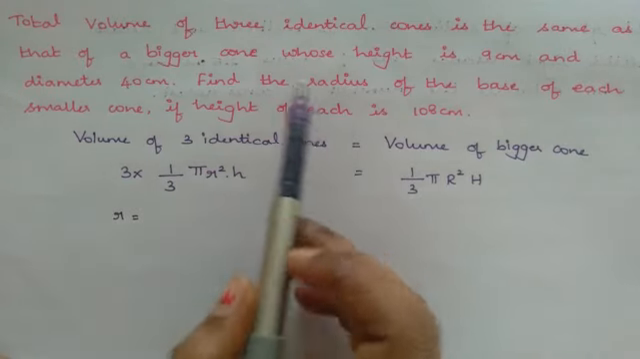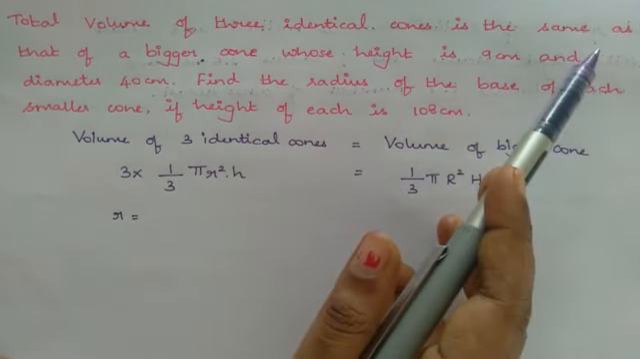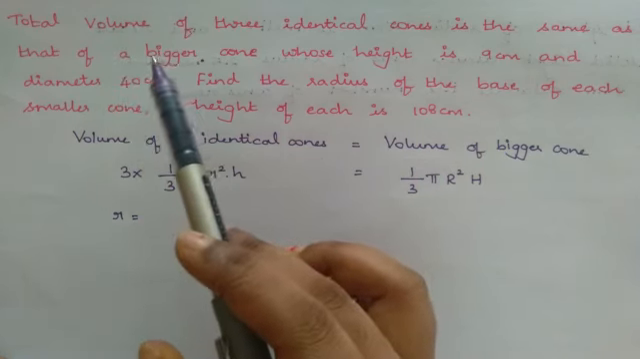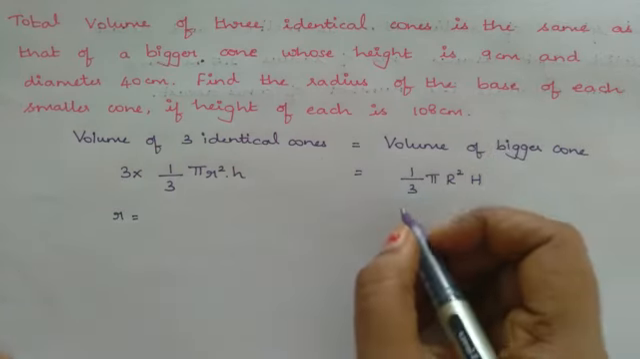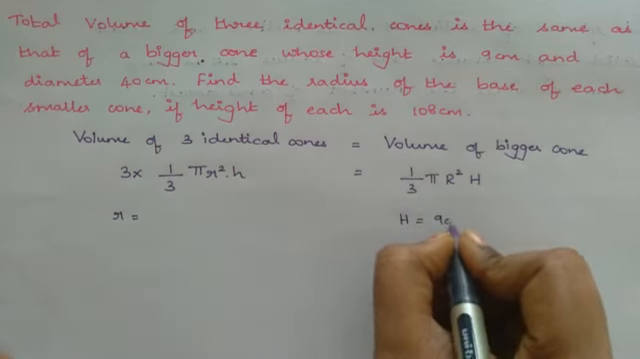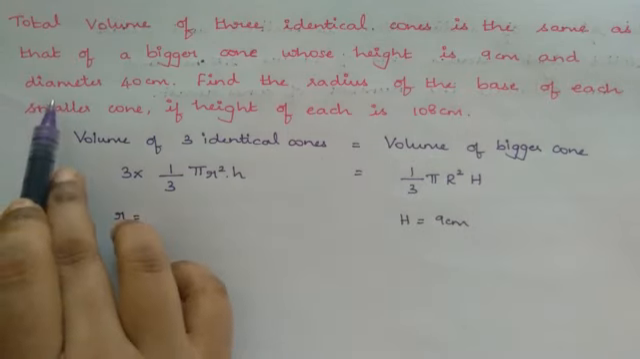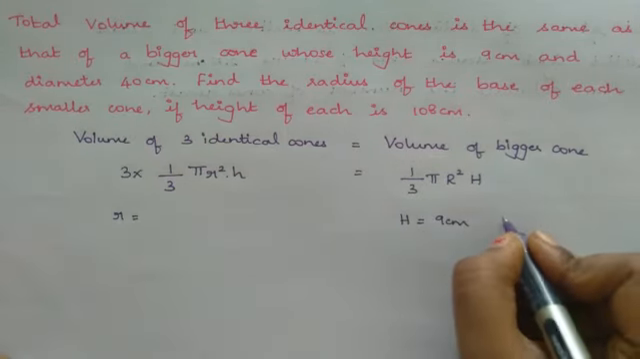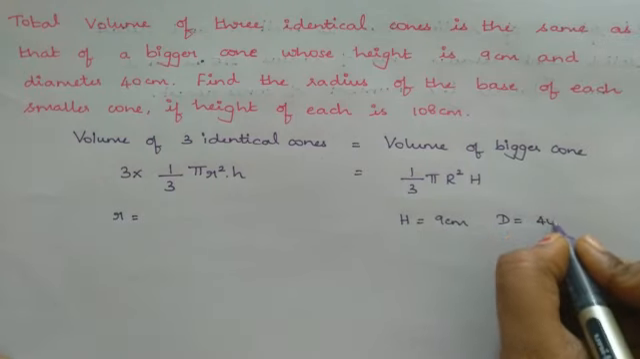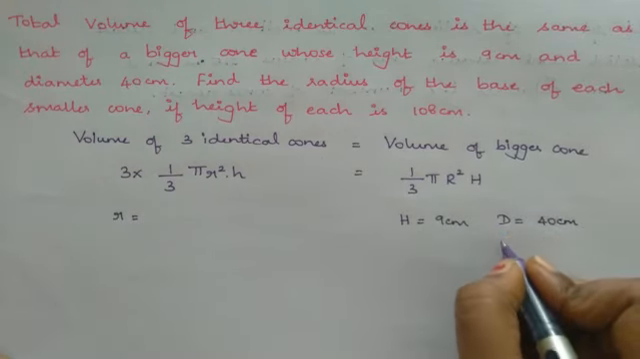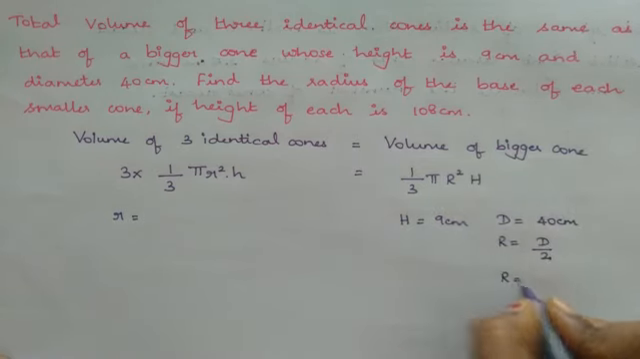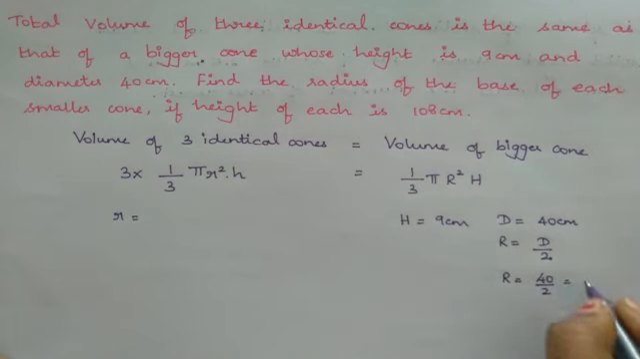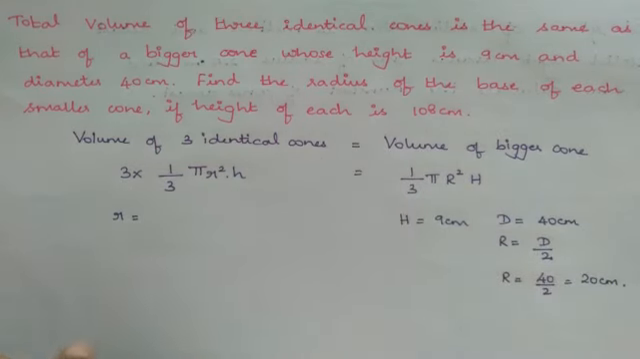It is mentioned that the volume of 3 identical cones is the same as that of the bigger cone whose height is 9 centimeter. So the height of the bigger cone, H, is equal to 9 centimeter, and its diameter is 40 centimeter. So how about the radius? Radius is diameter by 2, that is 40 by 2, which is 20 centimeter. This is the radius and height corresponding to the bigger cone.